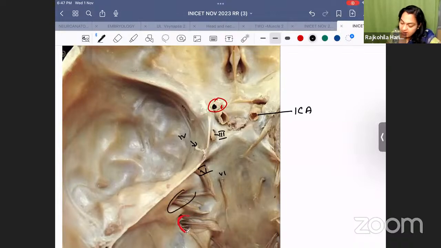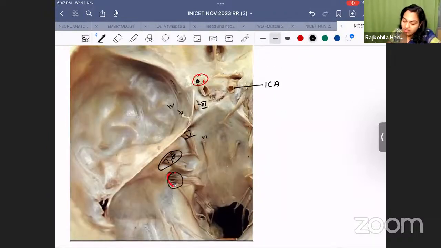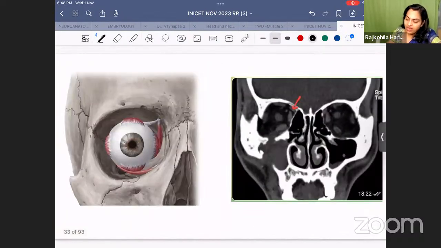And in the internal acoustic meatus, you can see the 7th and the 8th. This is the region of the jugular foramen where you get to see 9, 10, and 11. And once they've asked, right, the 9th nerve has a separate dural sheath. The 10th and 11th are enclosed within the same dural sheath. And below that, you'll see the 12th nerve, right? Okay, here, this was an image-based question asked.